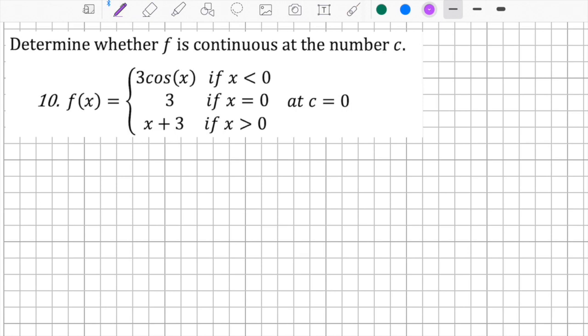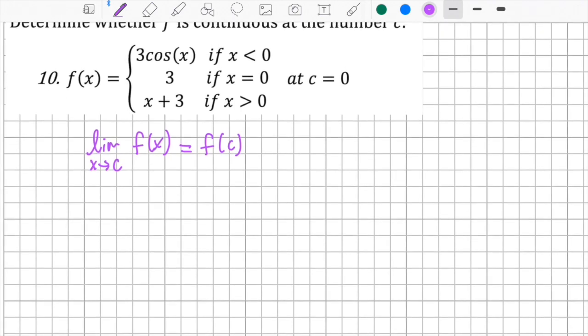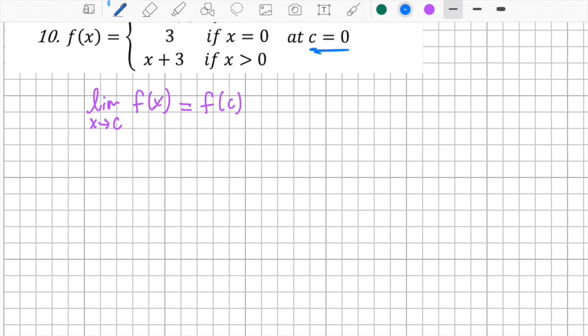Determine whether f is continuous at a number c. So for this one, to find out if it's continuous, we need to use the definition of continuity, which is this: limit as x approaches c of f of x, is it equal to f of c? Are they equal to each other? If they're equal to each other, then yes, they are continuous at that number. In this situation, the number we want is 0. So is it continuous at 0?